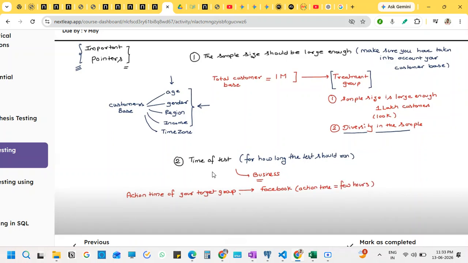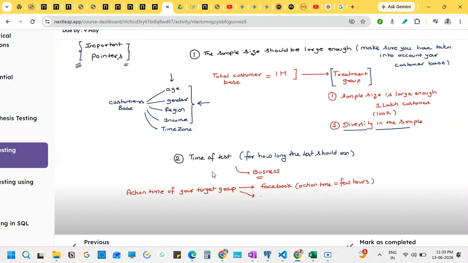But if a company is selling some expensive products, let's say a luxury brand which is not so common, then in that case the action time might be a week or maybe more than that. So the point that I'm trying to make is you should decide how long you should run the test so that you are able to capture the variation.